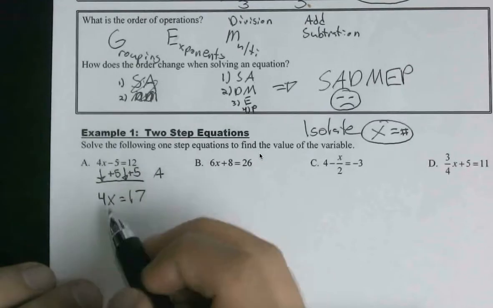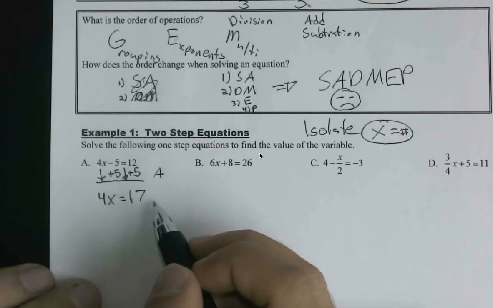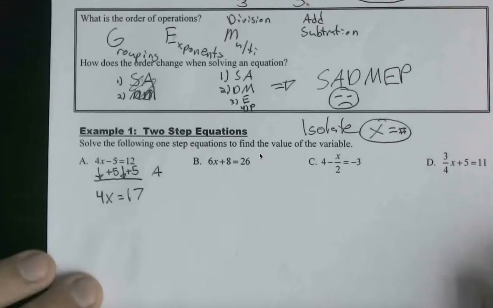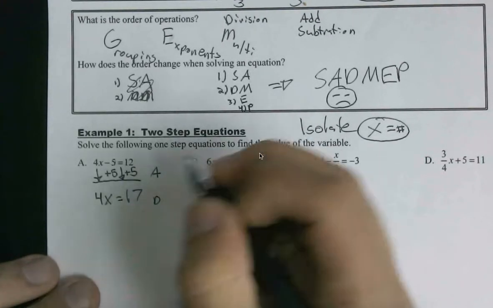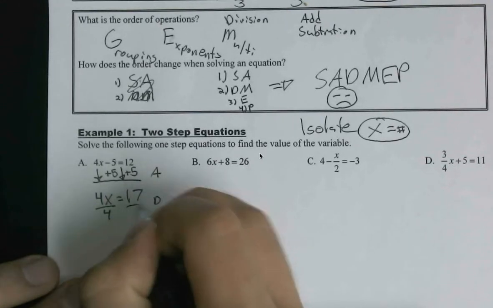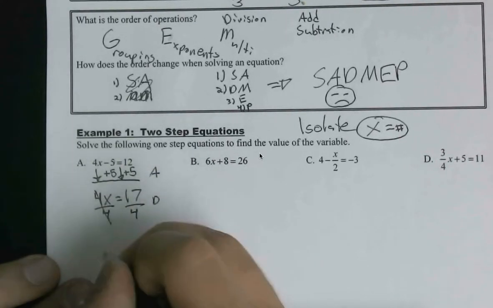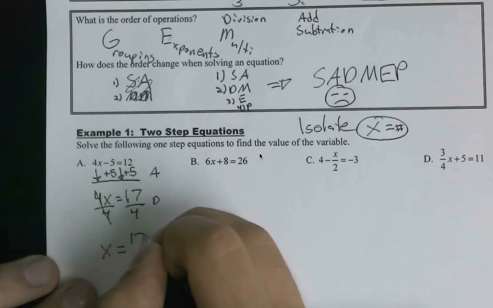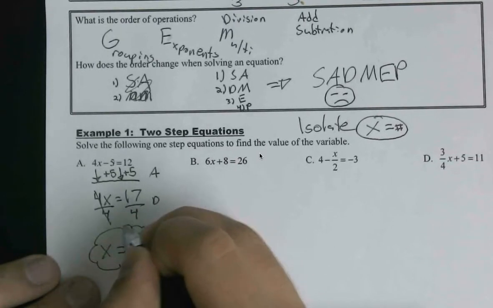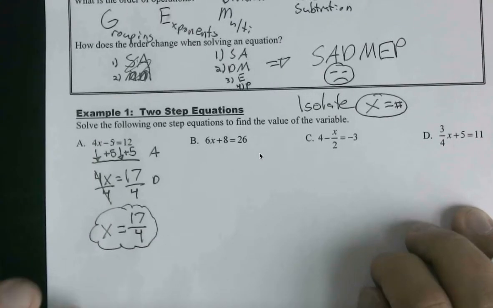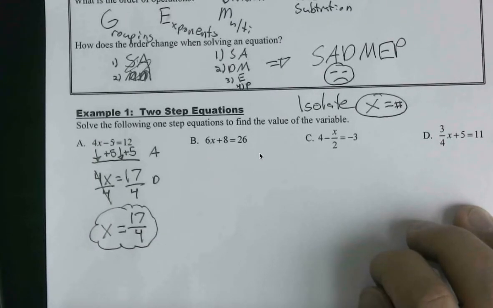Now what can we do? We have 4 multiplying with x, so how can we take this further? Hopefully you're saying using division. If we divide both sides by 4, we're left with x equals 17 over 4. And we actually can't simplify this further because there are no common factors with 17 and 4, so we're good here. I'll give you a moment for problem 2.